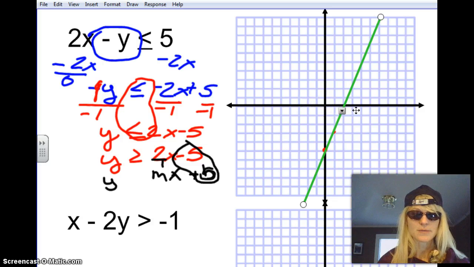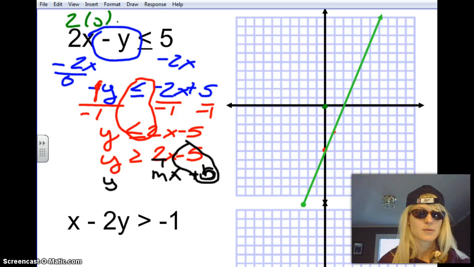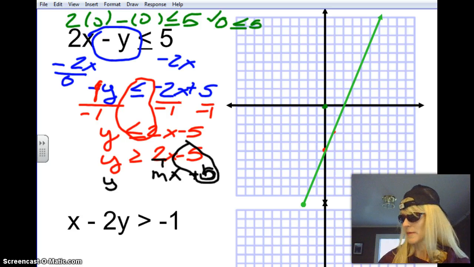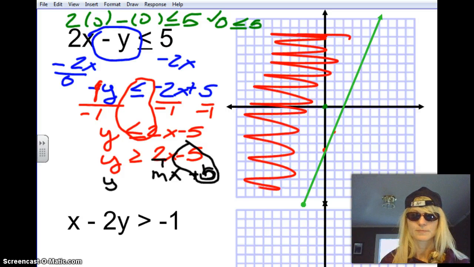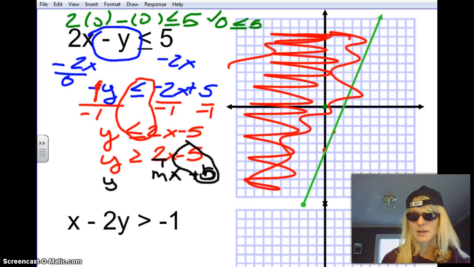So we have to decide, do we shade the left or do we shade the right? So let's go with that 0, 0 here. We're going to plug it in here. This becomes 2, x is 0, minus 0 is less than or equal to 5. So that's 2 times 0, which is 0, minus 0. So we get 0 is less than or equal to 5. Is that a true statement? Yep, 0 is smaller than 5. So we're going to go here, and 0, 0 is on this left side. So we're going to shade the side. Okay, good. All right, let's look at one other example here.